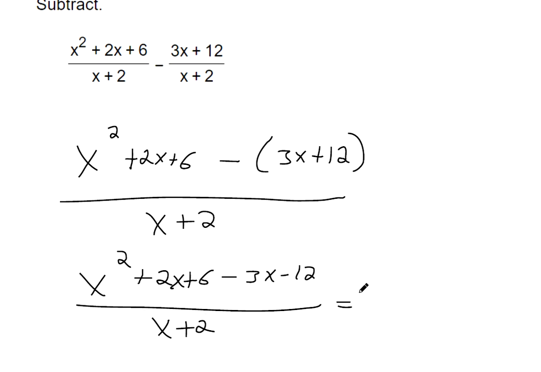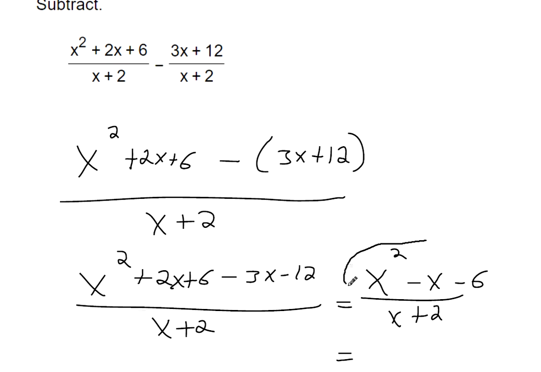And so that simplifies. x squared doesn't have anybody to combine with. 2x subtracted by 3x makes negative 1x. And then 6 minus 12 makes negative 6. And so now we have x squared minus x minus 6 over x plus 2.